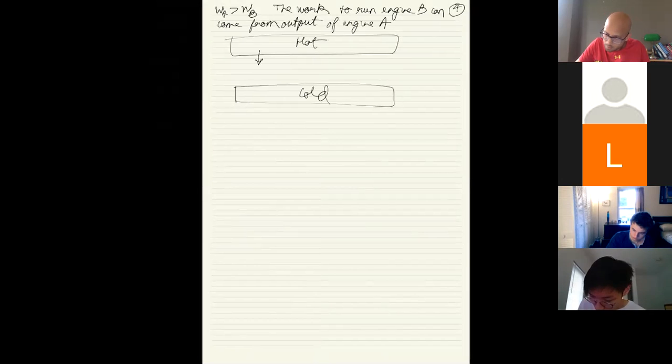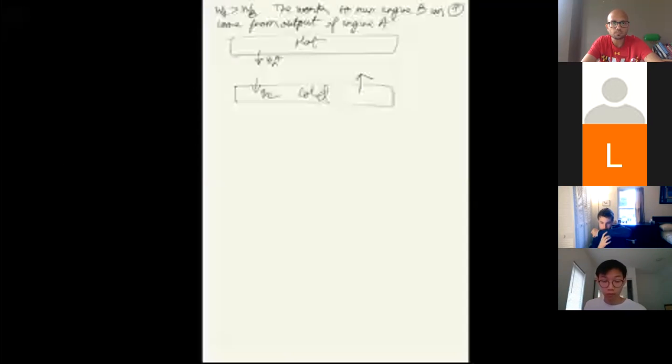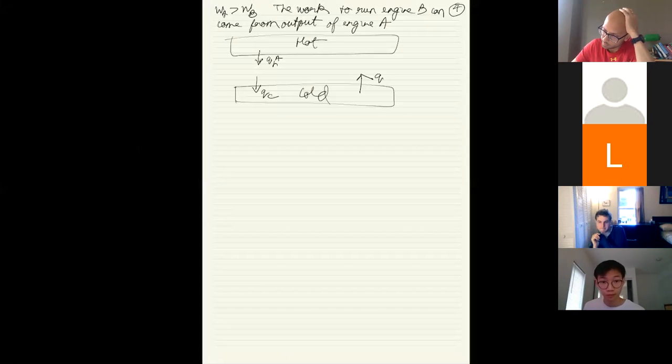The engine A ran over here. It took some heat QHA. It sank some heat QC. This same heat that it sank into the sink was transferred. The same amount of heat was transferred by the other engine. This also takes QC. It's not the same heat, but the same amount of heat. And this is engine A, and this is engine B. And then it takes this and gives back heat QHB to the hot source.